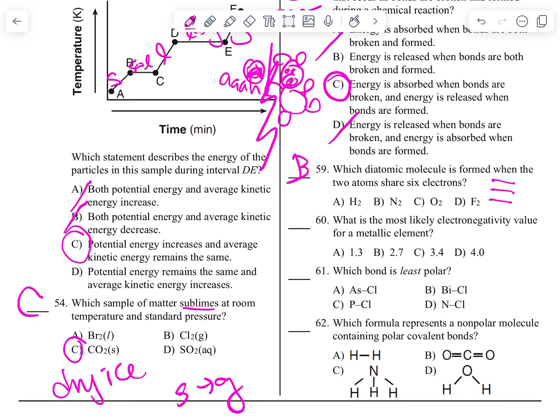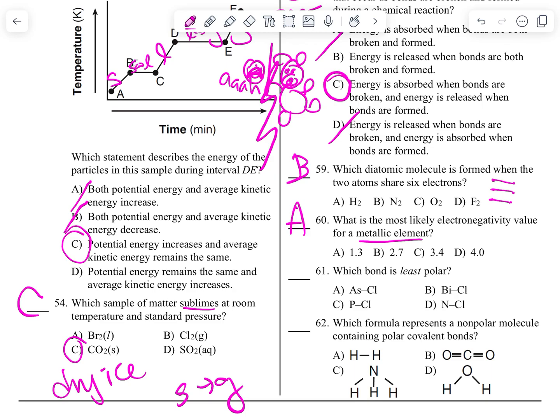What is most likely the electronegativity value for a metallic element? Remember that electronegativity means greediness for electrons. Electrons are not what metals want. Metals want to give them away. So we want the lowest number possible, which is part A.